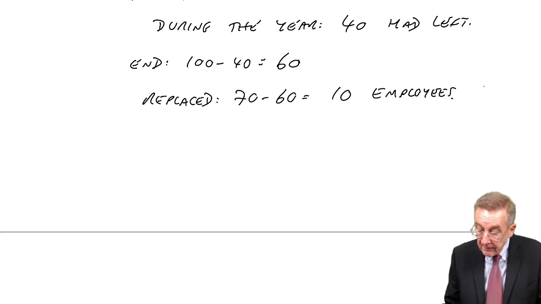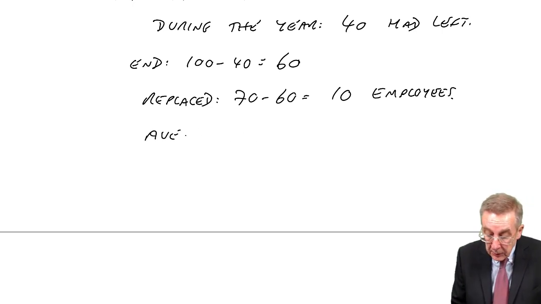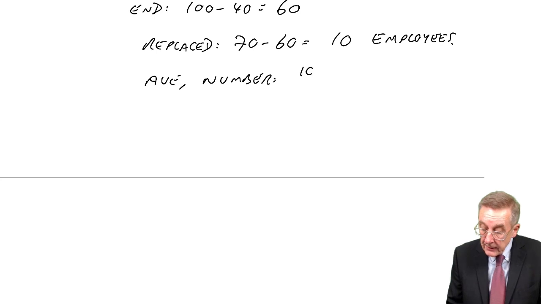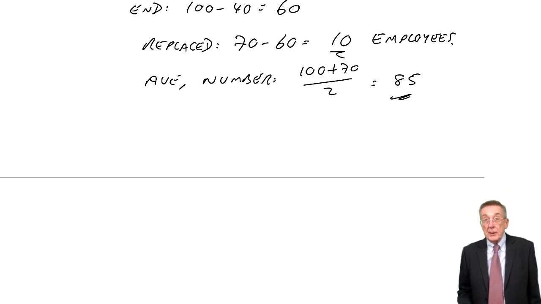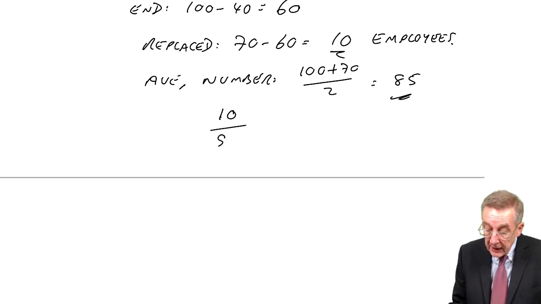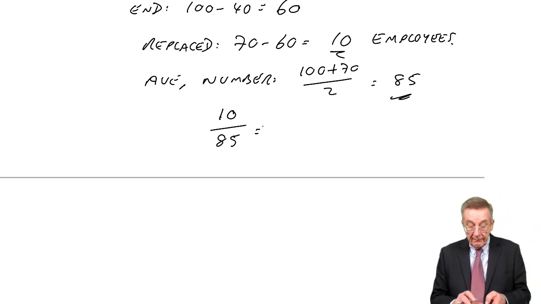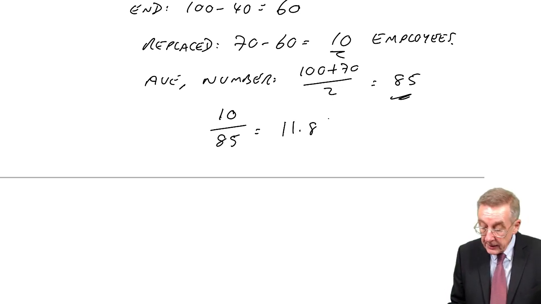And so the number replaced is 10. Oh, sorry, before I put the ratio, what's the average number of employees? Well, it was 100 at the beginning and 70 at the end. So the average, 100 plus 70 over 2, is what, 85? And so the ratio now should be no problem. We replaced 10. The average number over the year is 85. And so as a percentage, 10 over 85, 11.8%.